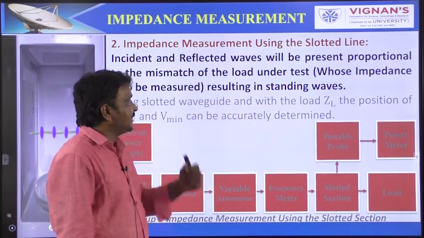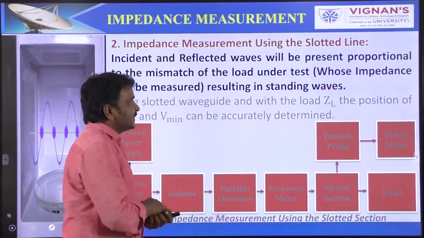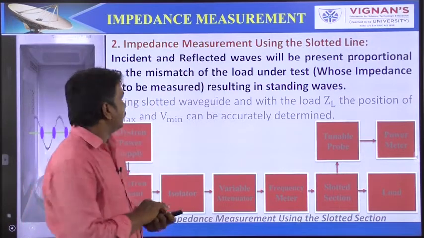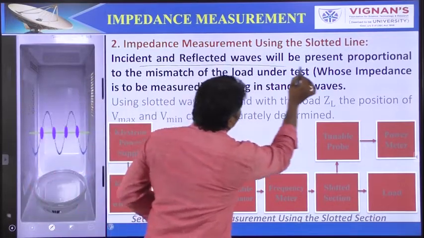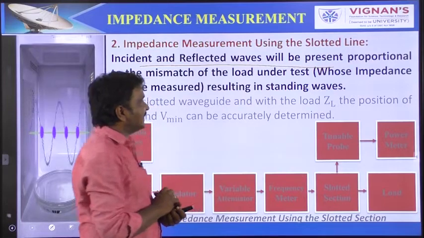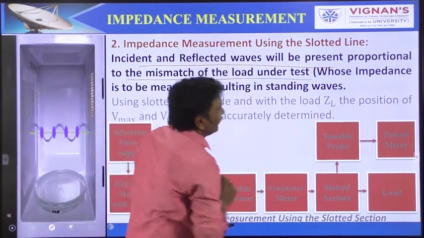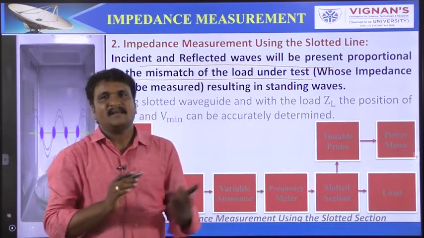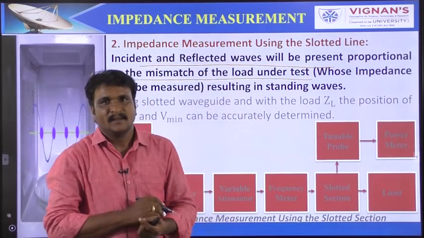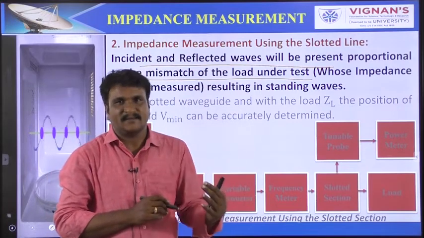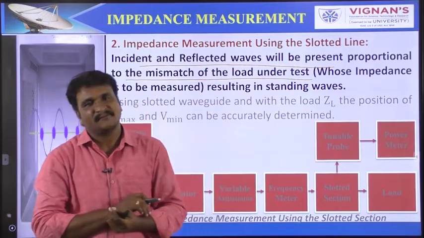This is the second method of measurement of impedance, that is, impedance measurement using a slotted line. Here, incident and reflected waves will be present, proportional to the mismatch of the load under test. When will the reflections happen? If there is any mismatch between your source and load, automatically the signals will be reflected back.